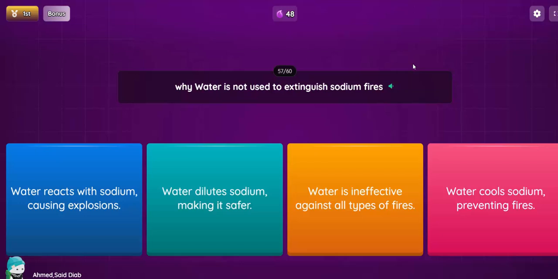Question: why water is not used to extinguish sodium fires? Option 1: water reacts with sodium, causing explosions. Option 2: water dilutes sodium, making it safer. Option 3: water is ineffective against all types of fires. Option 4: water cools sodium, preventing fires.